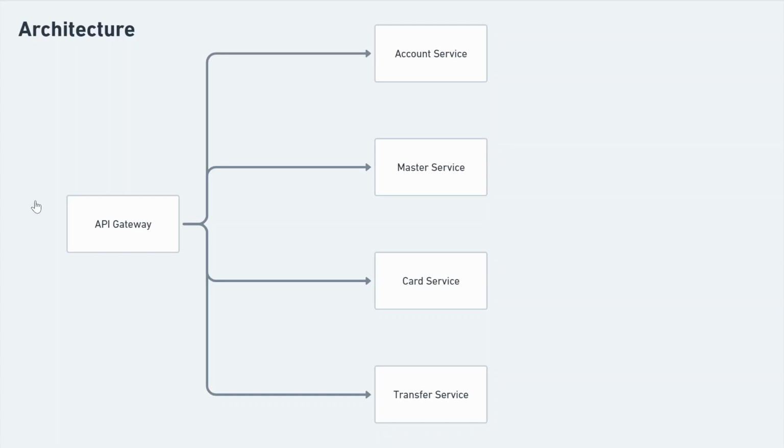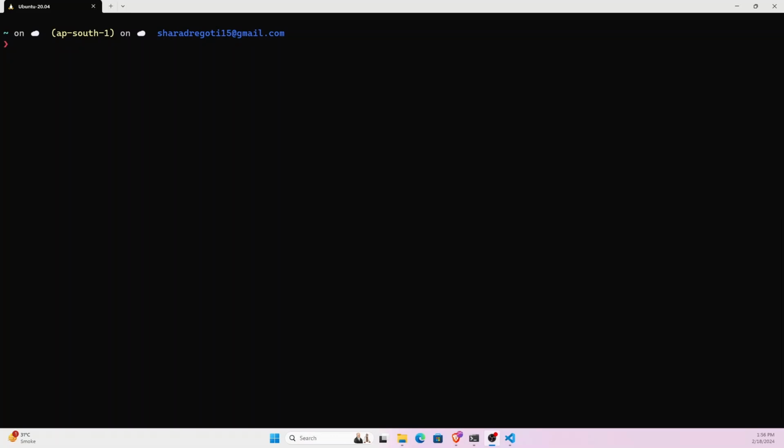Today, we will be working with a microservices architecture, which includes 4 services: accounts, cards, masters, and transfer service. Each service API begins with a base path prefix /api/v1/service-name, enabling the API gateway to route requests based on path. Follow these steps to download Swagger files of our microservices application.